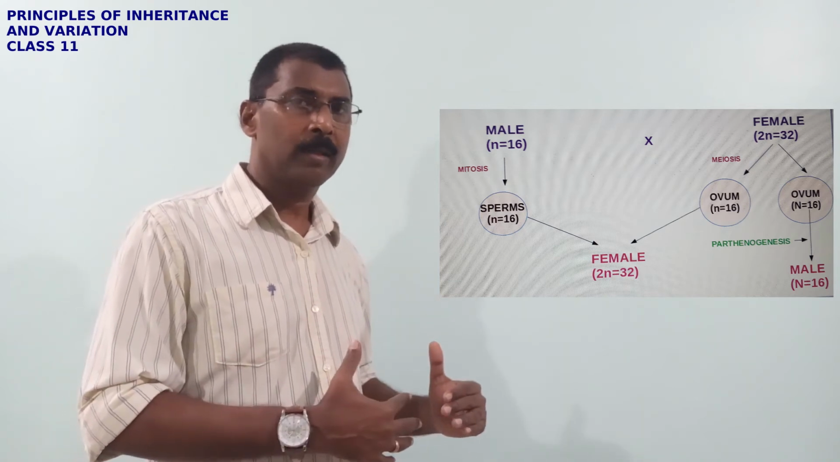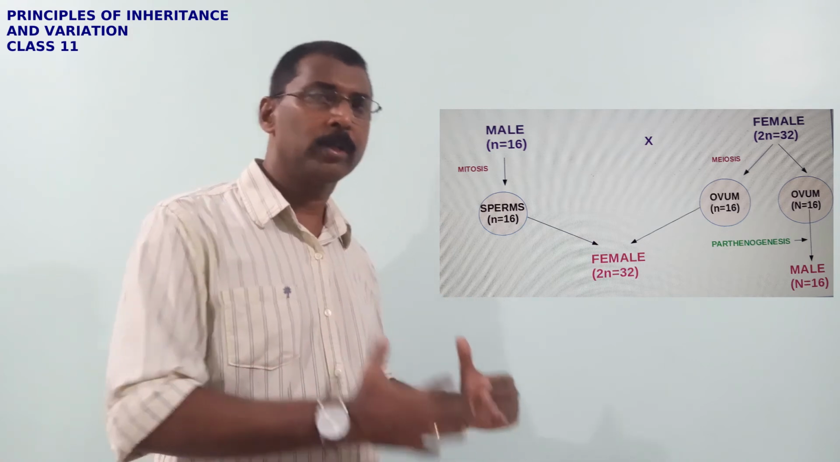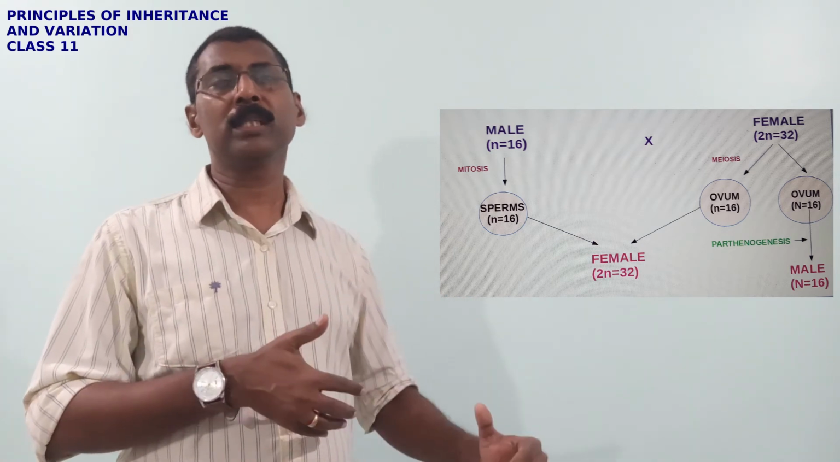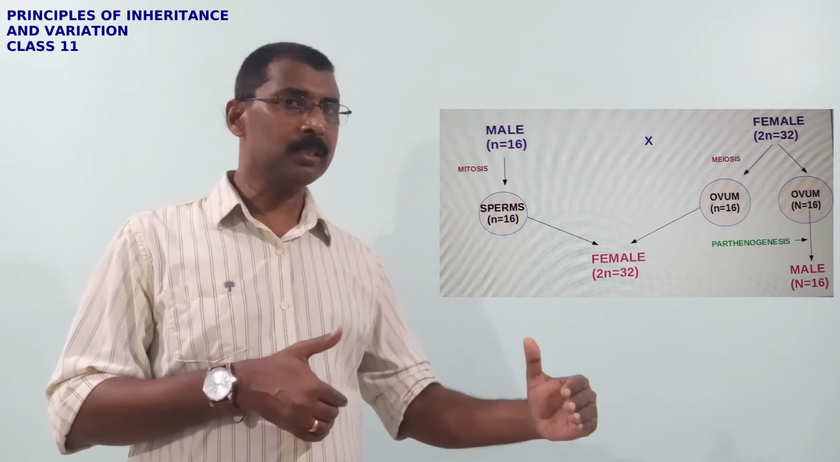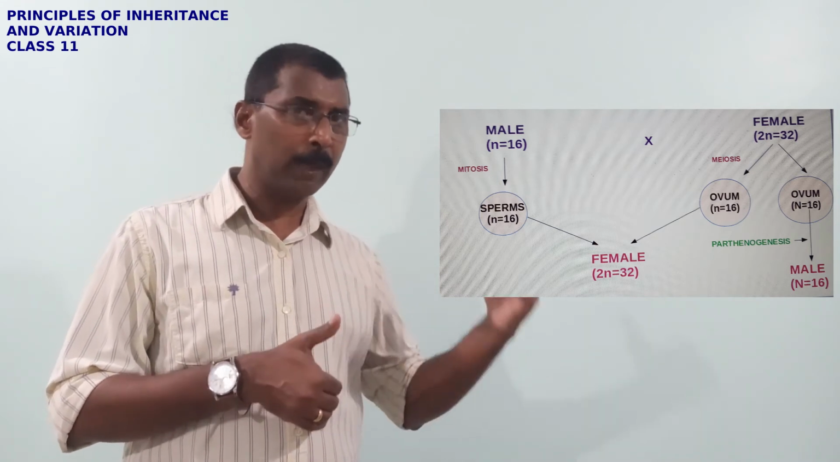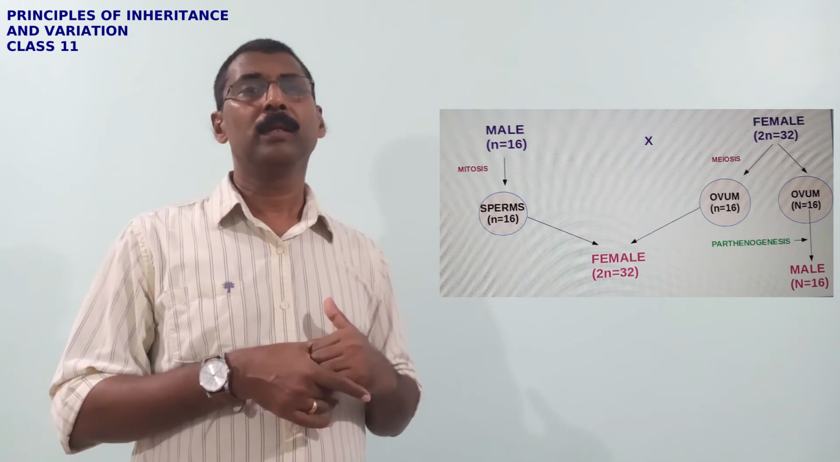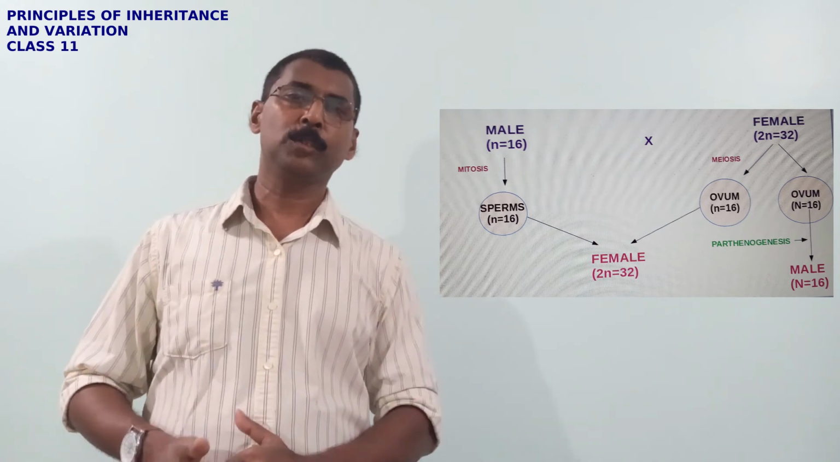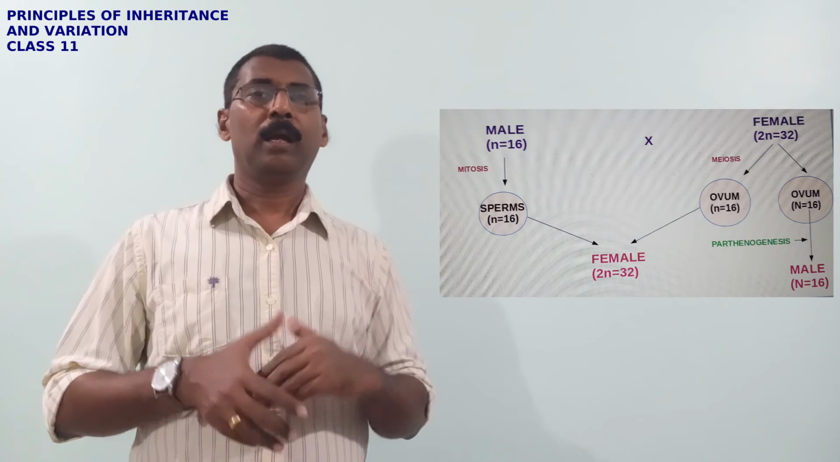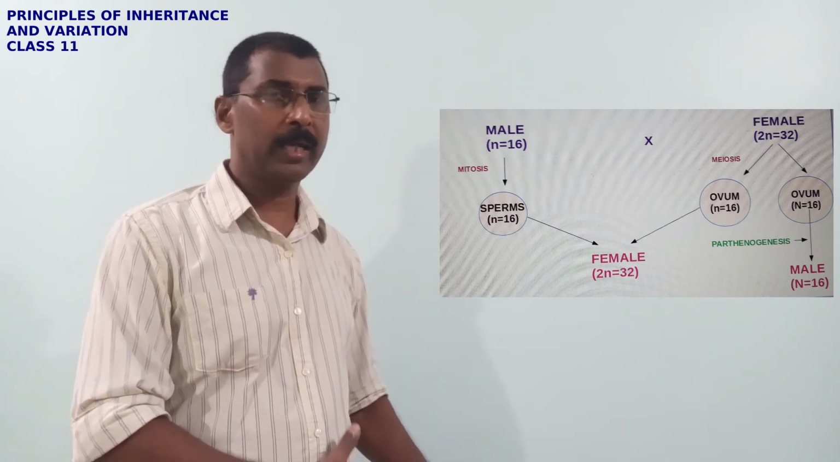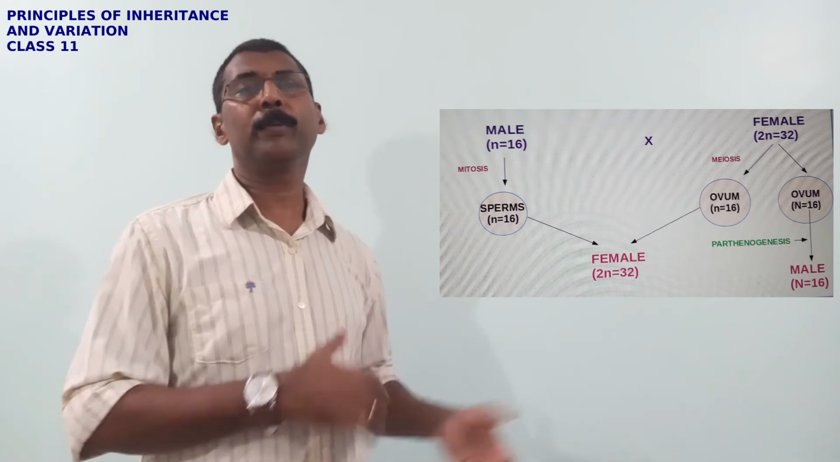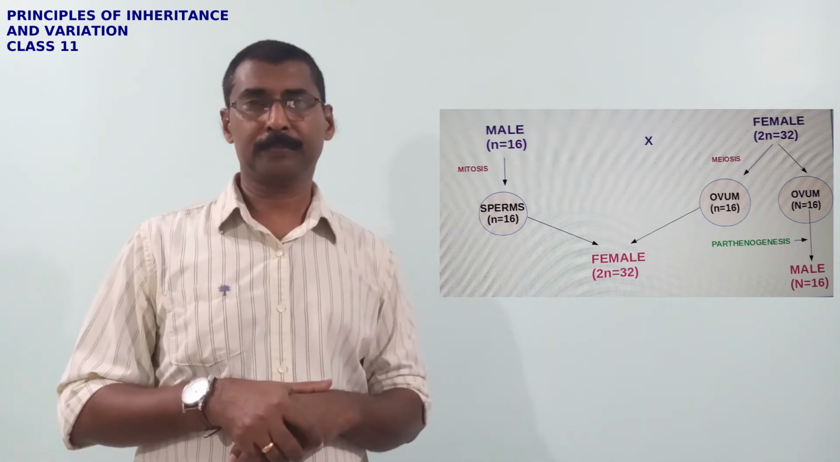and ova produced also would be with the 16 chromosomes or n number of chromosomes. Some of this n number of ova or haploid ova would be fertilized with the sperms, and diploid will be regained in the zygote. Zygote will be 2n, and this 2n zygote would develop into a female individual.